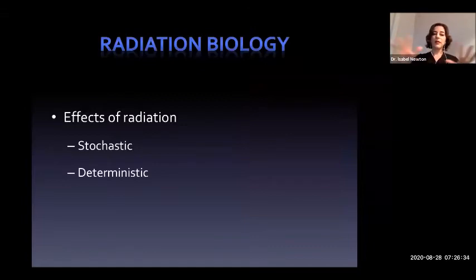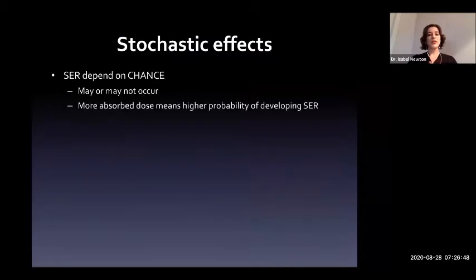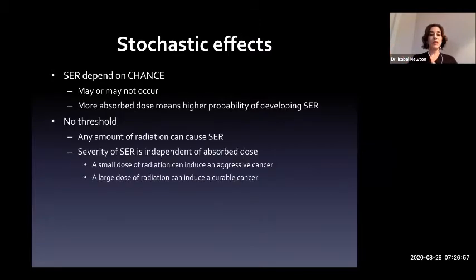So we can roughly divide the effects of radiation into two categories, stochastic and deterministic. And we'll talk about this, and I'll point out some little issues with this dichotomous categorization in a minute. So the stochastic effects are those that depend on chance. They may or may not occur. The more absorbed dose means a higher probability of developing them, but there's no threshold. There's no tiny dose that's safe. There's no high dose at which you know for certain you're going to get them. Theoretically, any dose could cause a stochastic effect of radiation.